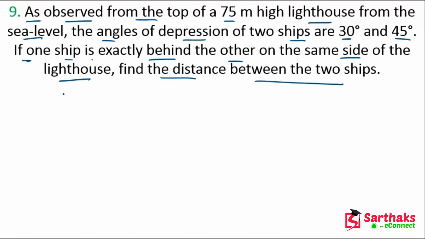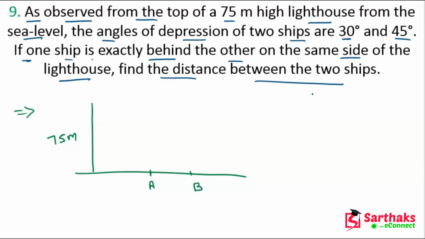Okay, so let's find that. So let's suppose this is the sea level, and we have a lighthouse like this, and this is 75 meter high. We have two ships, ship A and ship B. Okay, so there are two angles of depression. This is our first angle of depression and this is our second angle of depression. So we are measuring the angle of depression from the horizontal above the line of sight.